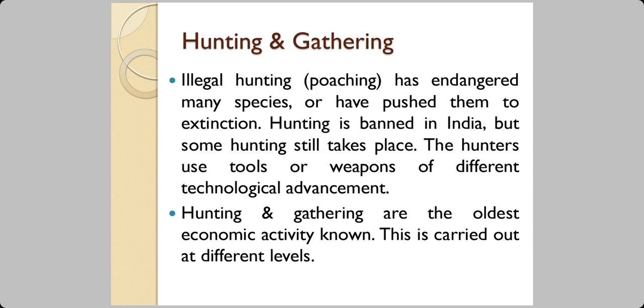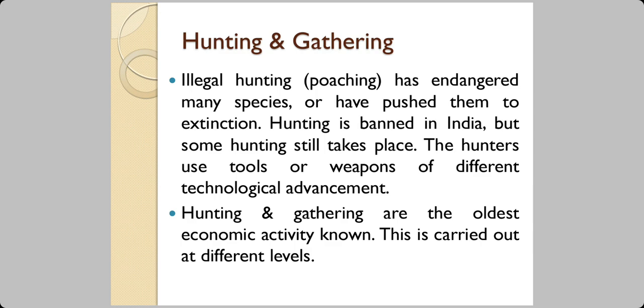Now, poaching, which is illegal hunting, has endangered many species and has pushed some to extinction. This is banned in India, but still such hunting or poaching takes place quietly. The hunters use tools or weapons of different technological advancements. These poachers are usually not concerned about the environment. The only aim they have is to get the animal somehow.